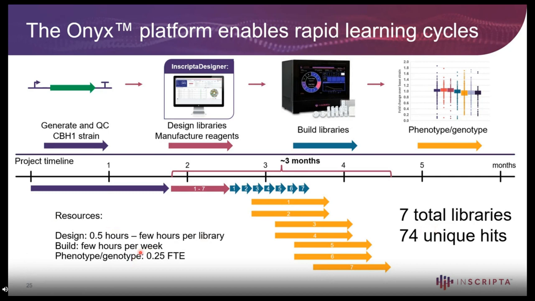I also want to bring your attention to the resources that were involved in this project. Designing a library can take anywhere from half an hour to a few hours per library. For the build, the amount of time you have to actually interact with the instrument, putting the reagents and your cells on, is really only a few hours, so maybe 2 to 3 hours per week. And then as far as phenotyping and genotyping, I estimate it's about a quarter of an employee for this particular workflow. So it's actually a fairly small amount of resources to identify all of these hits in this small period of time.